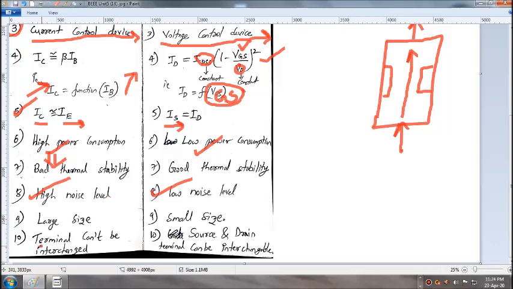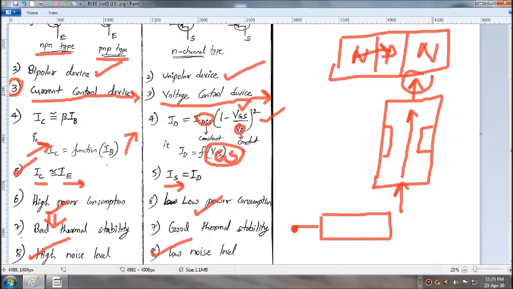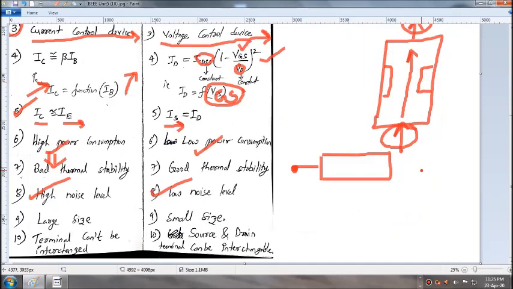And the last point is we cannot interchange the terminals in a BJT. If a terminal is meant to be used as an emitter, it should be used as an emitter. It cannot serve as a base or as a collector. Whereas in a field effect transistor, we can change the terminals of drain and source. If we interchange the terminals of drain and source, the performance will be the same. There is no degradation in the performance of JFET.